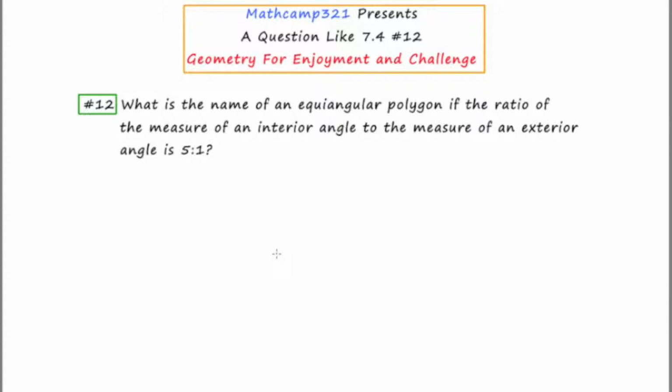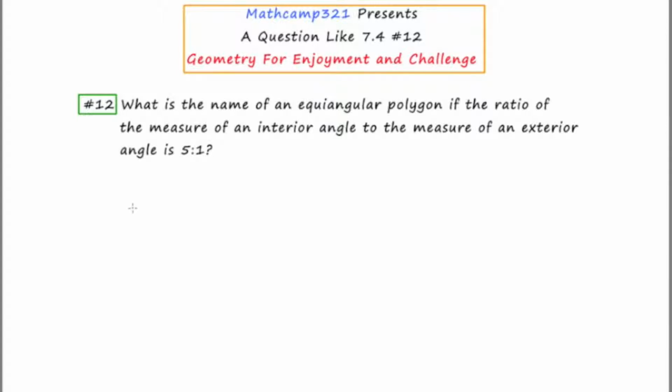This question reads, what is the name of an equiangular polygon if the ratio of the measure of an interior angle to the measure of an exterior angle is 5:1? So this question, every year that I assign it, really rattles a lot of kids, because I always encourage drawing a diagram and they say I can't draw the diagram because I don't know what kind of polygon it is.